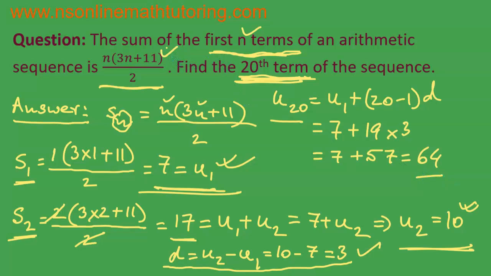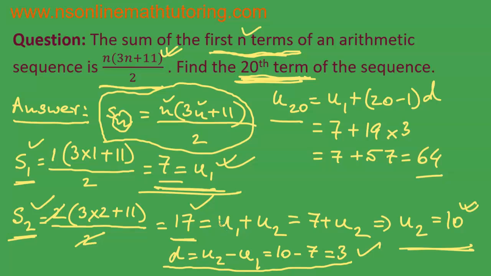Instead of giving us this expression for the Sn, they could have given us that S1 is equal to 7 and S2 is equal to 17. They could have given us this way also, that S1 value is equal to 7 and S2 value is equal to 17, and asked us to give the first 5 terms of the arithmetic sequence.